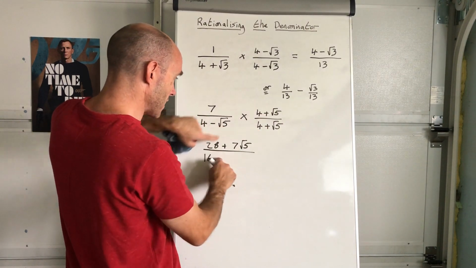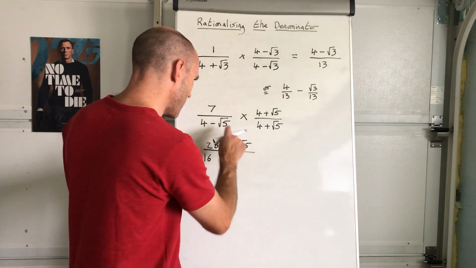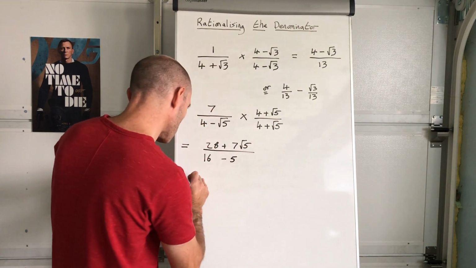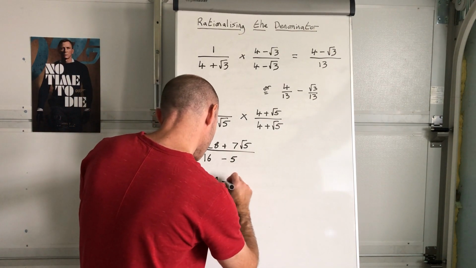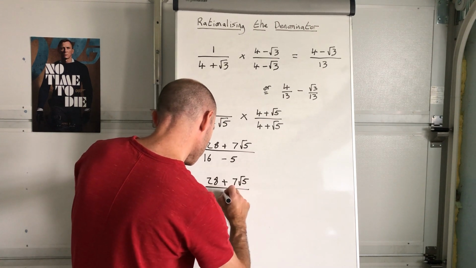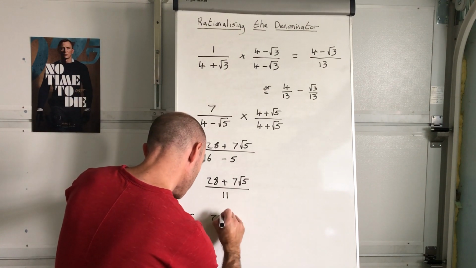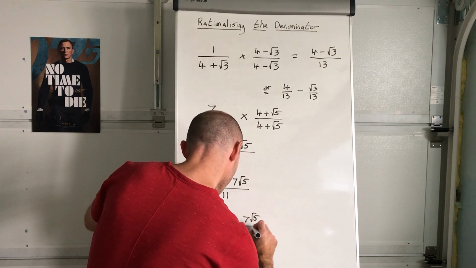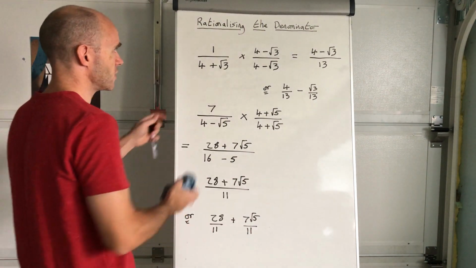Some people like to write that in, plus 4 root 5 minus 4 root 5, but they're going to cancel. And then minus root 5 times root 5, so minus 5. So that's sometimes the additional bit of working that some people like to put in. Let's just rewrite that. So it's 28 plus 7 root 5 over 16 subtract 5, 11. And that's your answer. If you want, you can write your answer as 28 over 11 plus 7 root 5 over 11. Right, next I'll give you just one more example.